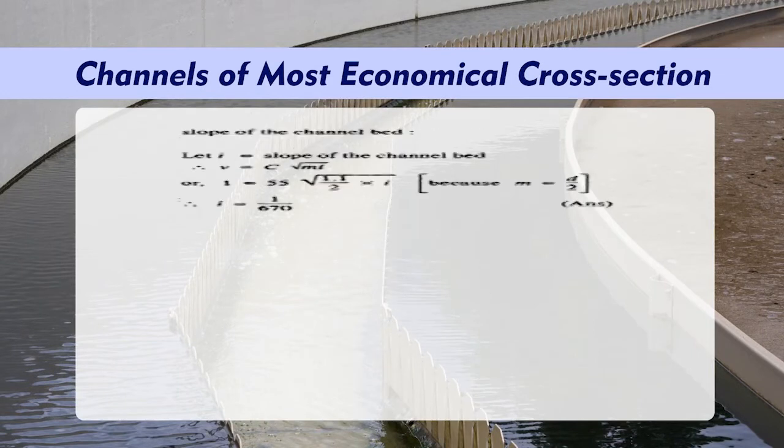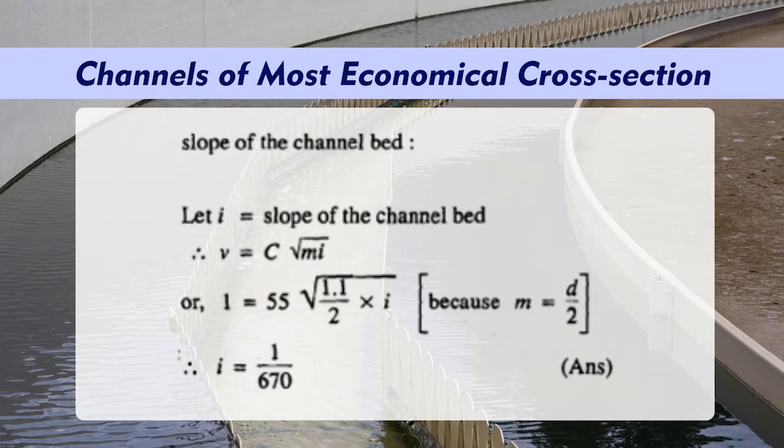Now slope of the channel bed. Let i be the slope of the channel bed. Then V is equal to C into root of m i. Put all the values here. V is equal to 1, C is equal to 55 into root m. Put 1.1 divided by 2 and we have to find i. So i comes to 1 in 670.